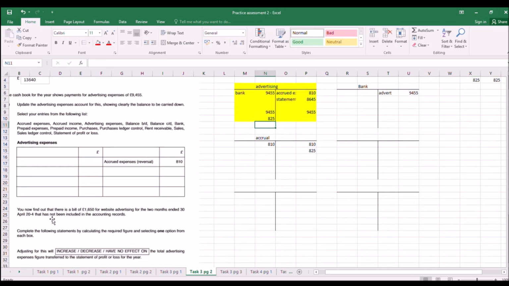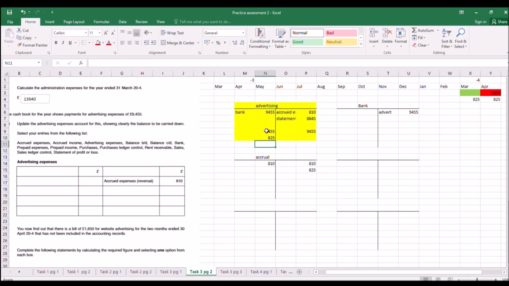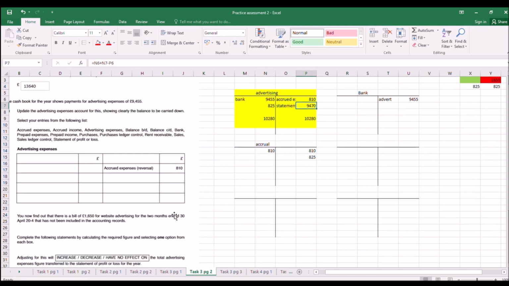It's not included. Complete the following statements, calculating the required figure for each box. Adjusting for this will increase the total advertising expenses figure transferred to the profit and loss account, because what we would now have is, let's take this out here. Actually, let's just put the accrual in a sensible place, 85 there, which now means that that is going to be that plus that minus that there. Close down our account again. That's what it should look like. See how that's gone up there. So that will be an increase.